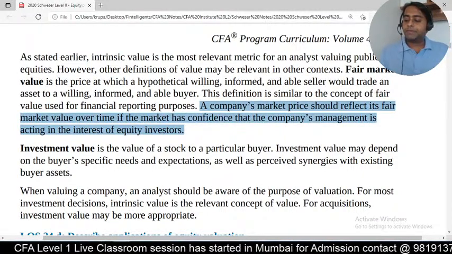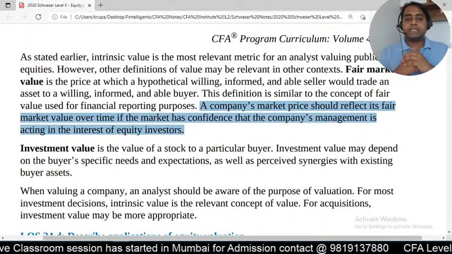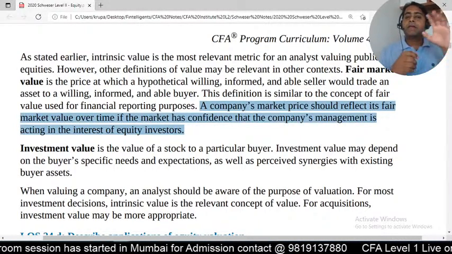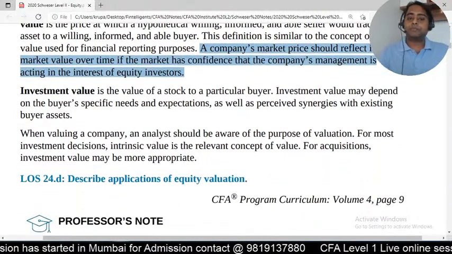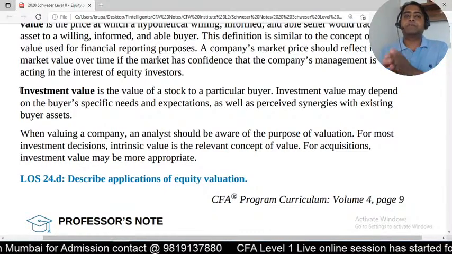Let us talk about, in case of any queries, guys, can you kindly put it on the chat section? We'll try to address it as soon as possible. Let us go towards the investment value. Now, what is an investment value?